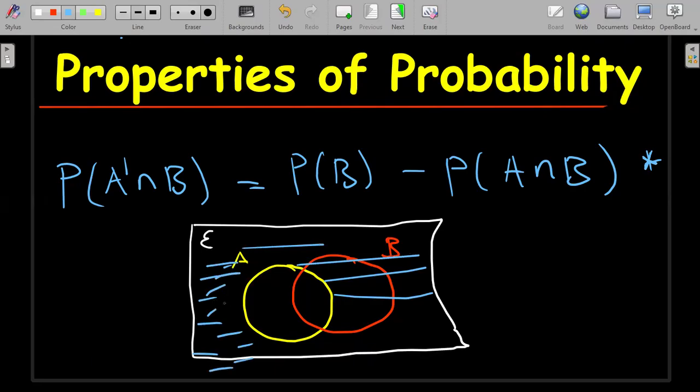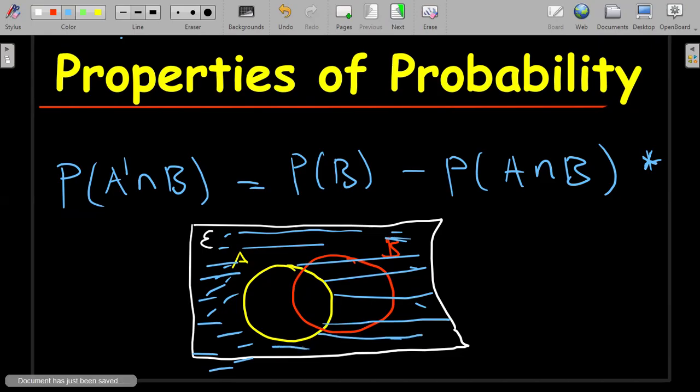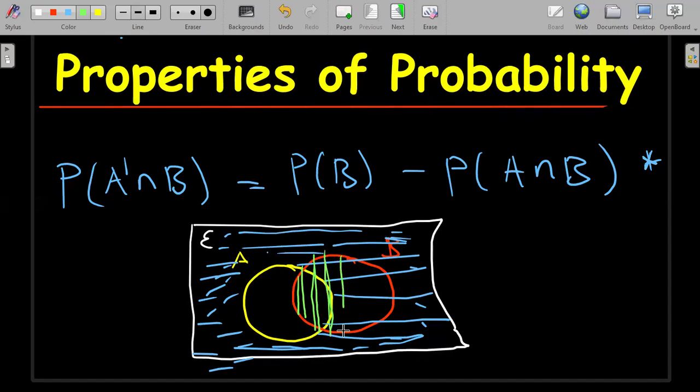Not outside there, but just within the box. So all this part here, as long as it's outside A but within the box, we're going to say that the part I've shaded in blue is A complement. And then let's shade the part B with green color. So the part B will be everything that is inside this circle with a red line around it like this.